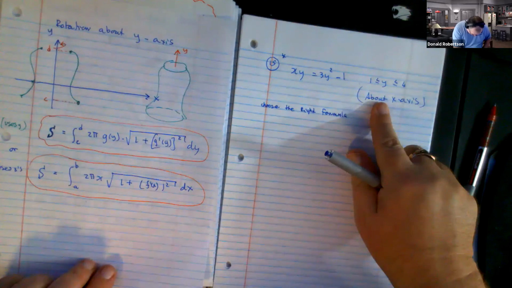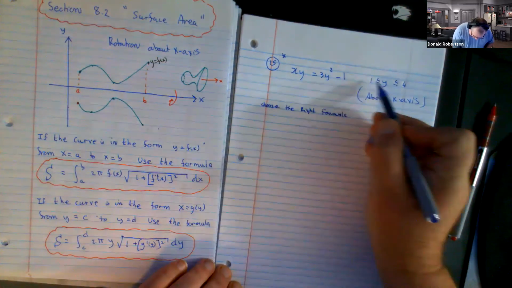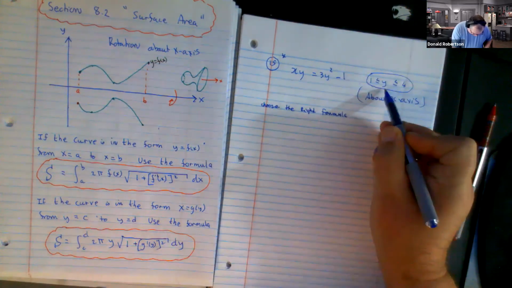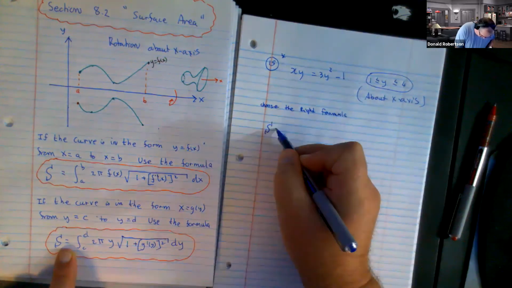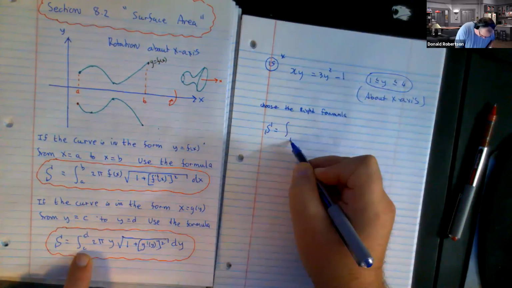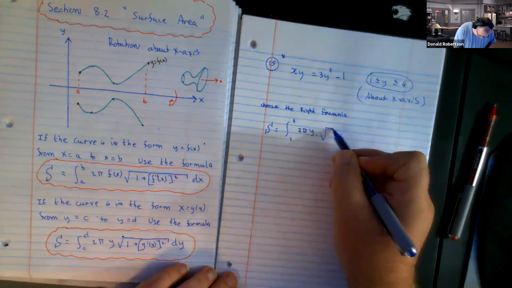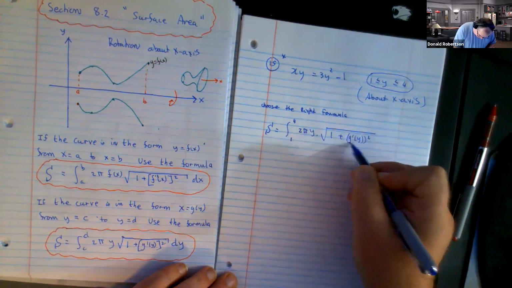You rotate about the x-axis. That means it's one of these two. You look at the information, and in particular, this information here. And this tells me that it's going to be the one with the y's. So I'm going to be doing the integral from 1 to 4, 2 pi y, the square root of 1 plus a derivative squared dy.